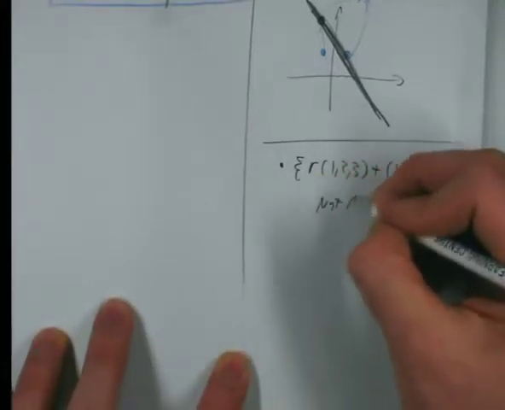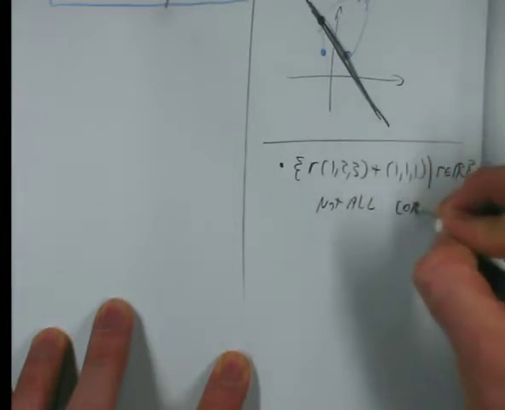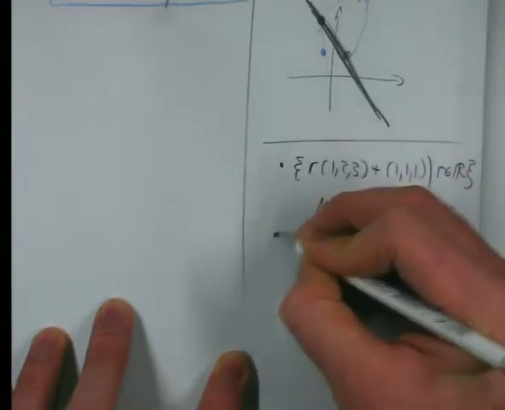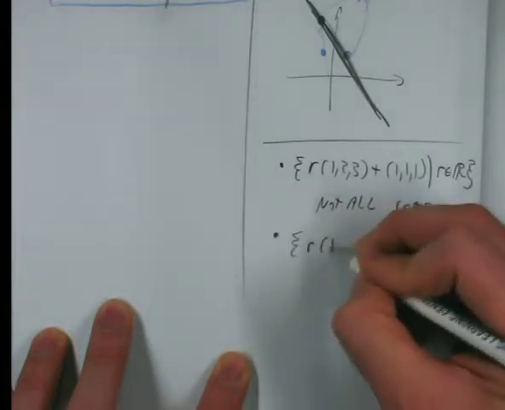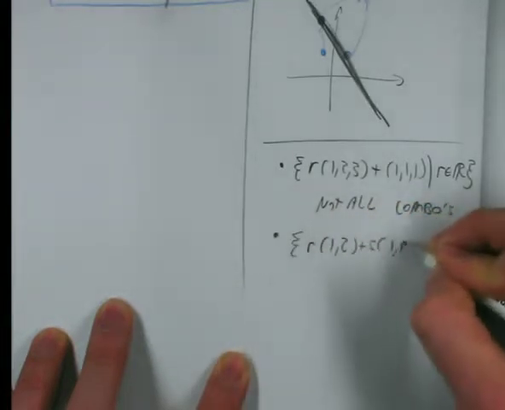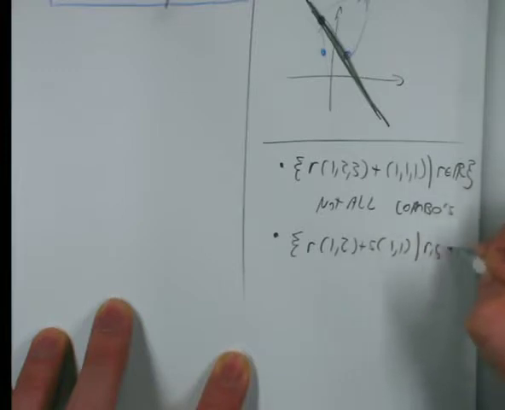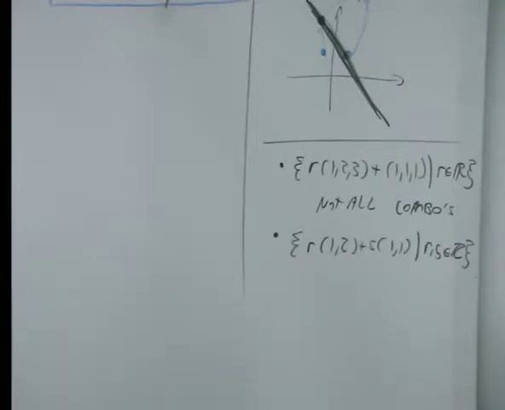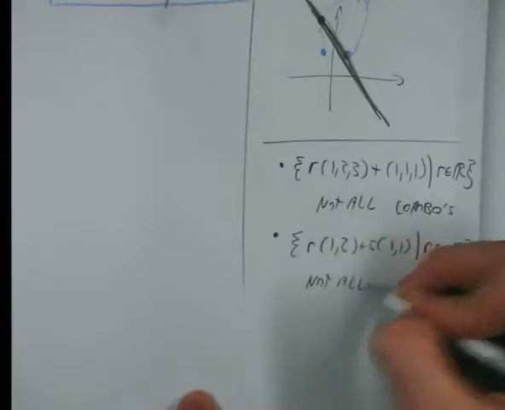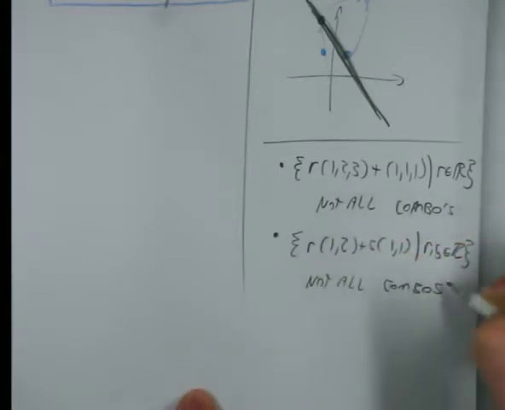So this is not all possible combinations. And then the next version of that would be something like R(1, 2) plus S(1, 1), such that R and S are in the integers Z. Okay, so I'm only allowed to use integers for the R and the S. Therefore, I can't produce all the possible combinations. I'm not allowed to do a half of R, for example, like a half of (1, 2). So therefore, it's not a subspace, because I haven't used all the combinations. Okay?